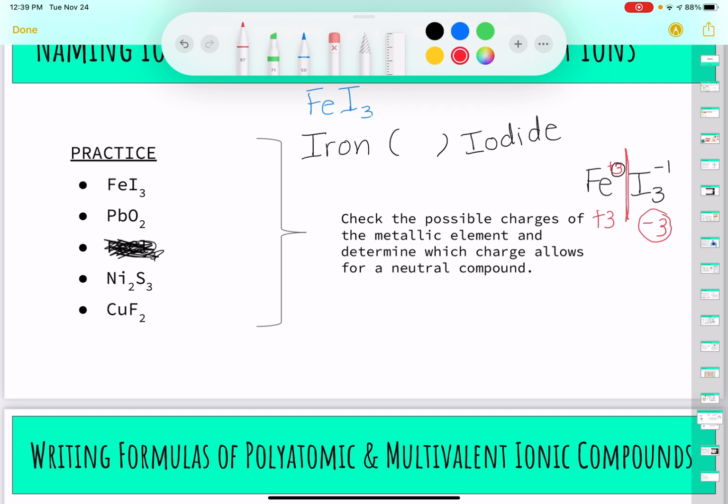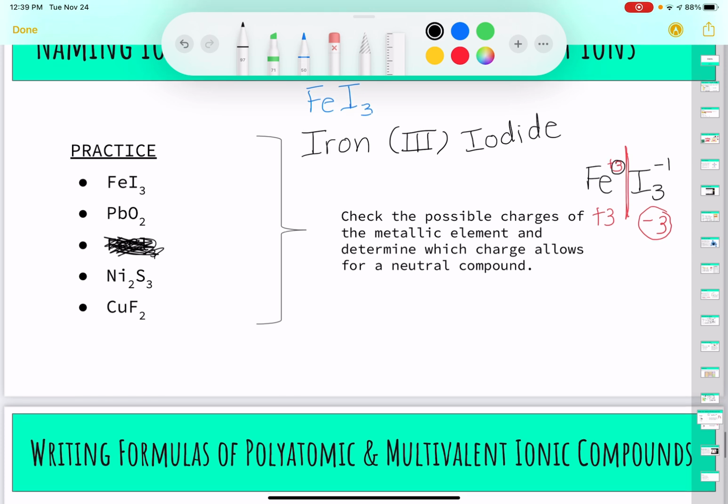So how does that translate to our Roman numerals? Well, +3 in Roman numerals is III like that. We just put a 3. It's always going to be positive because metals are always positively charged. They're always the cations. So we just use Roman numerals to identify what that positive charge is. And in this case, iron is +3. Perfect.